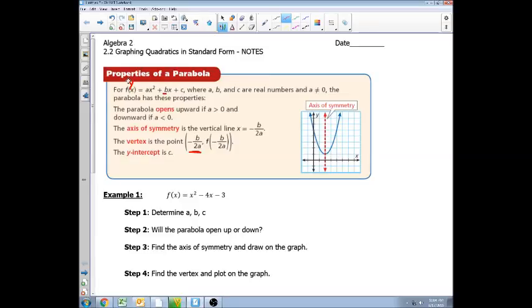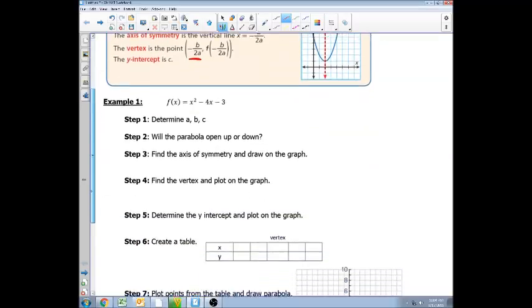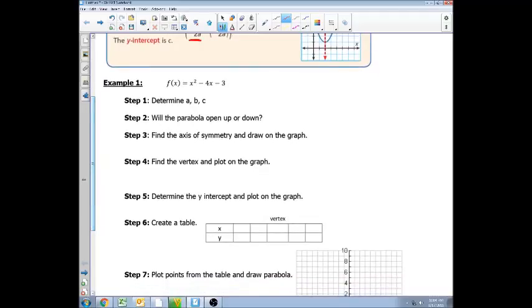The y-intercept is our c. Our c is the number that sits out by itself. If there is not a number for our b value or our c value, we will input 0 for that number, okay? So let's get right into a problem. Hopefully after you see the problem, it will help you out, okay?